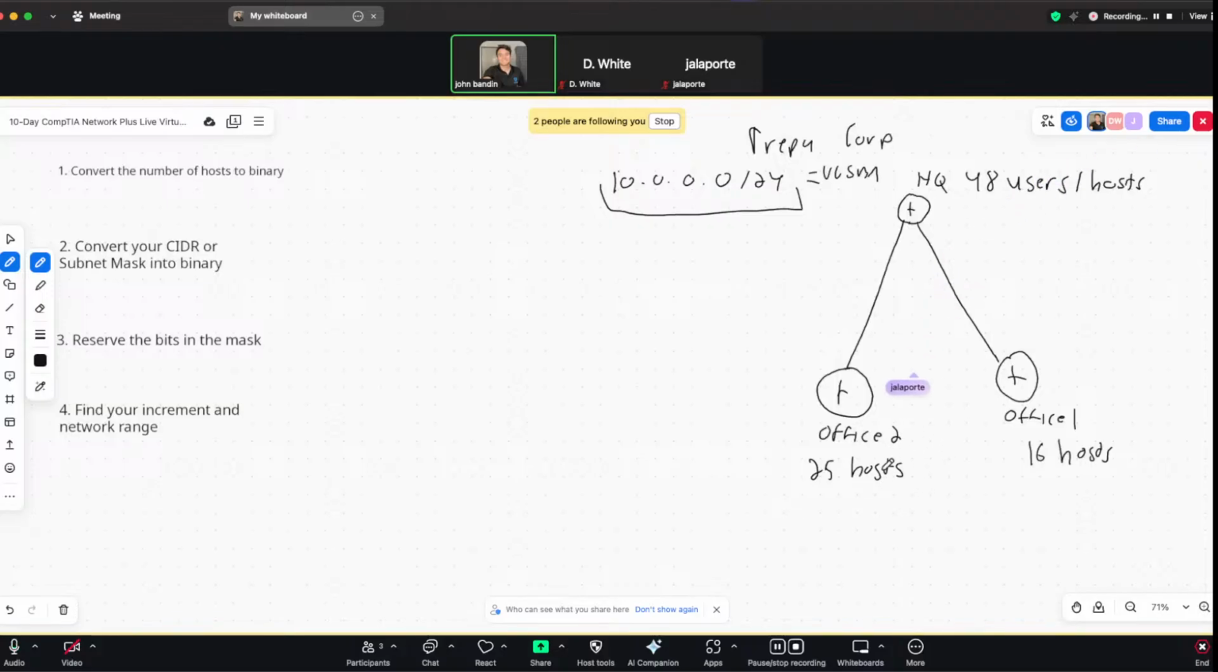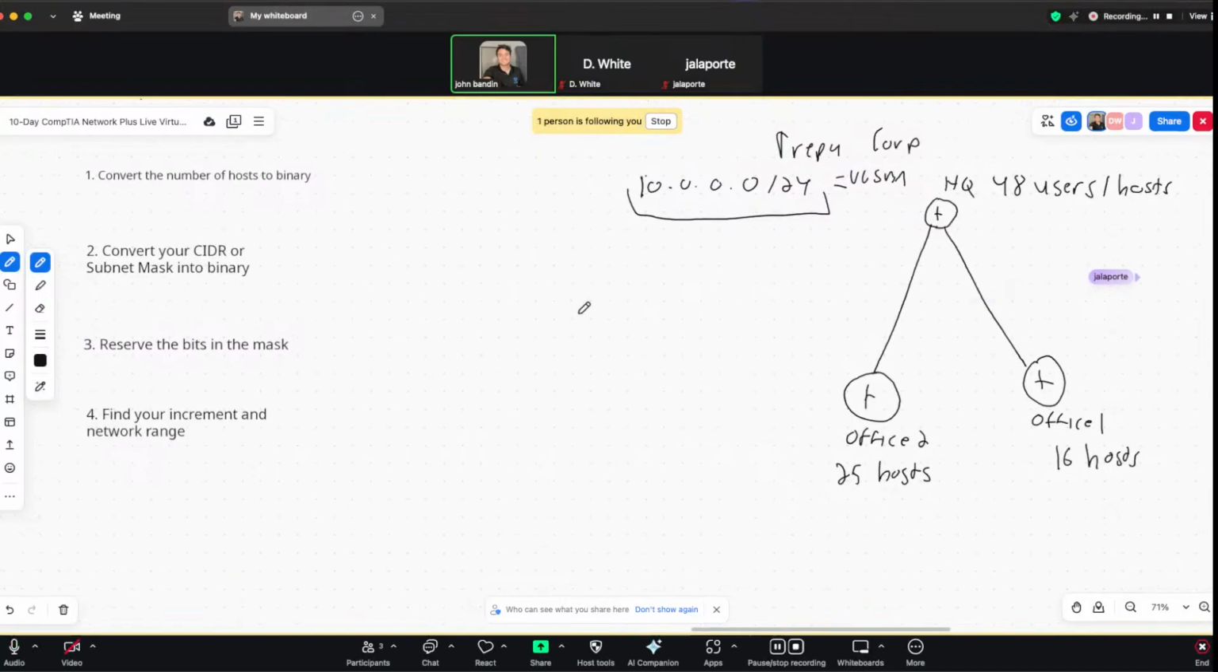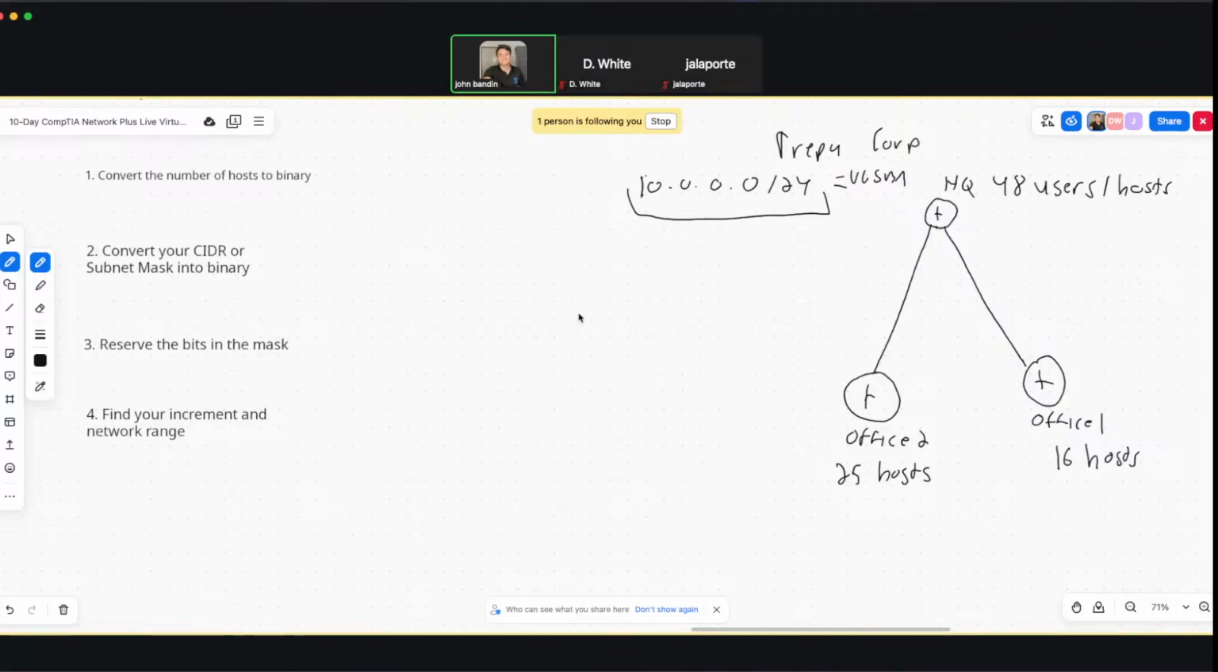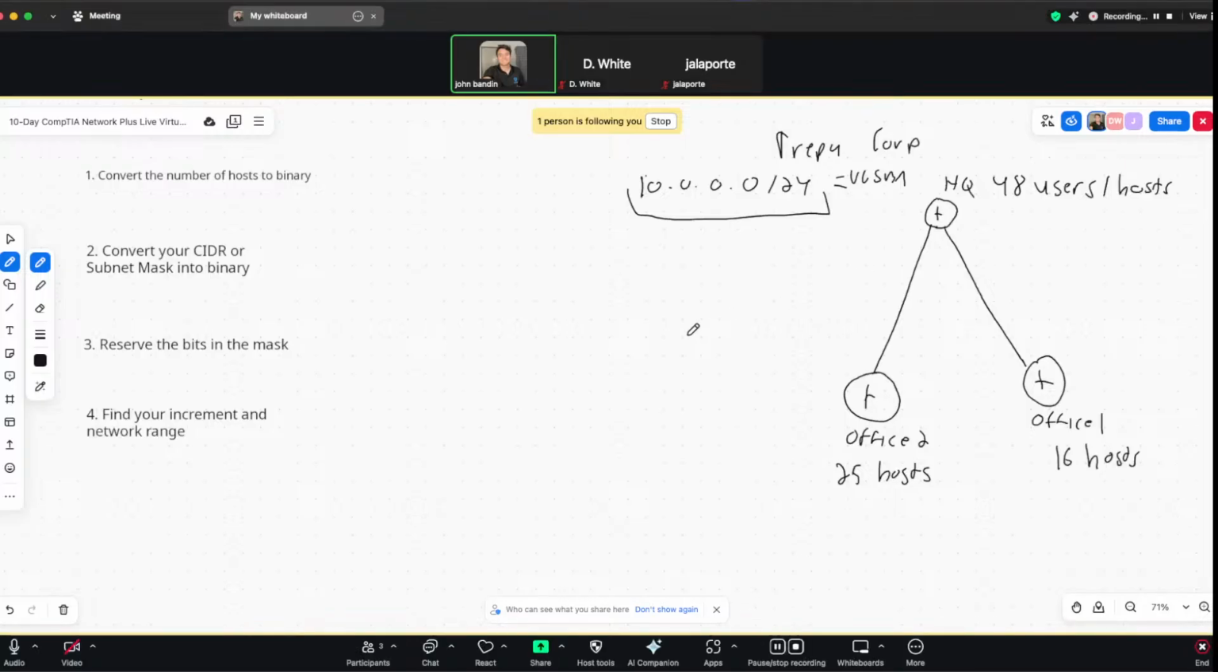So how do we do this? So I have my steps over here. These steps are like how I've been teaching subnetting since 2017. And it always works. If you can remember these steps, you'll always know how to subnet. So our first step, convert the number of hosts to binary. So again, the Trepa Corporation, we have a /24 that we want to break down here, okay?